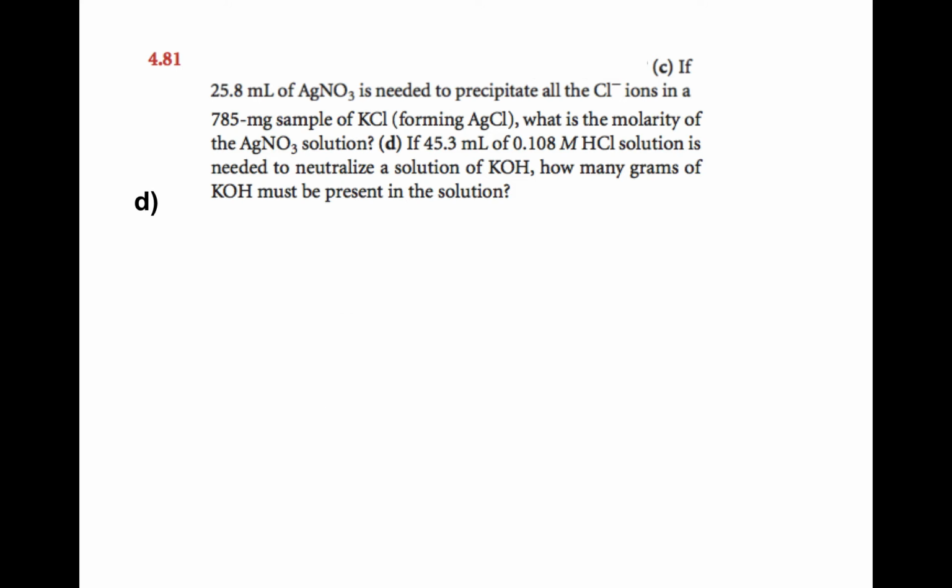Looking at D, if we have 45.3 milliliters of 0.01 molar hydrochloric acid needed to neutralize a solution of potassium hydroxide, how many grams of potassium hydroxide must be present in the solution? Nicely, it's for every 1 mole, it's 1 mole of hydrochloric acid reacting with 1 mole of hydroxide to make 1 mole of water. I mean, that's the neutralization here.